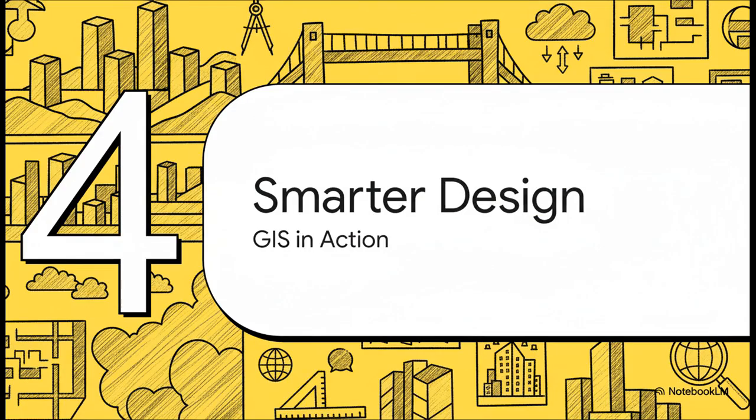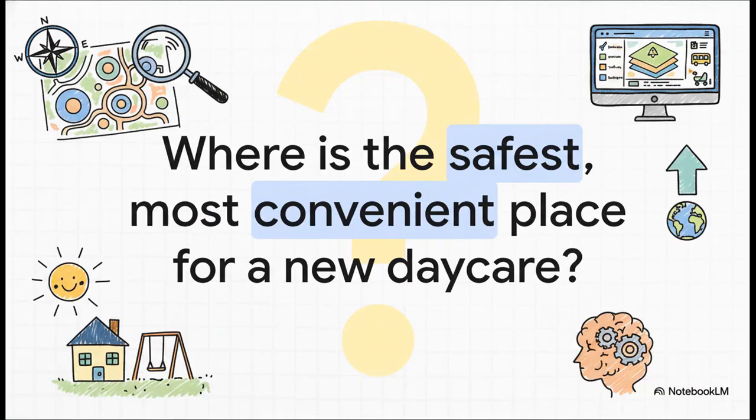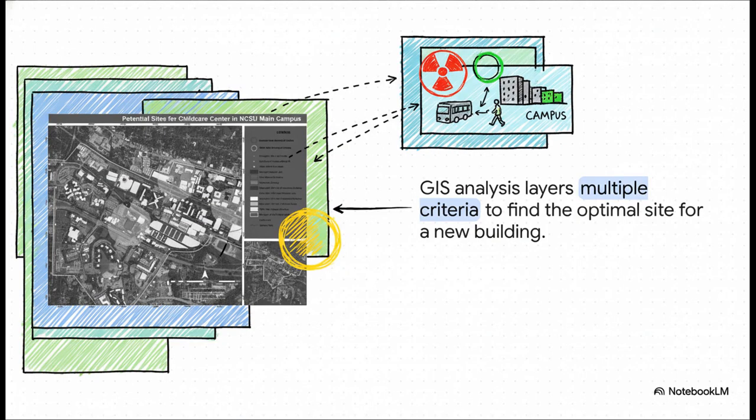Okay, so that's the big idea. But what does this actually look like when the rubber hits the road? Let's check out a few real-world examples of how this bridge actually works. So, imagine you're an architect, and your job is to find the absolute best spot for a new childcare center on a university campus. You could just look at a map and pick an empty patch of grass, or you could use GIS. Now this is where it gets really cool.